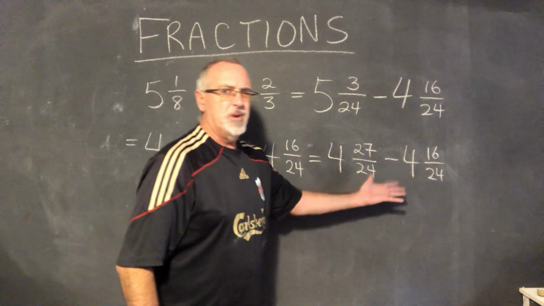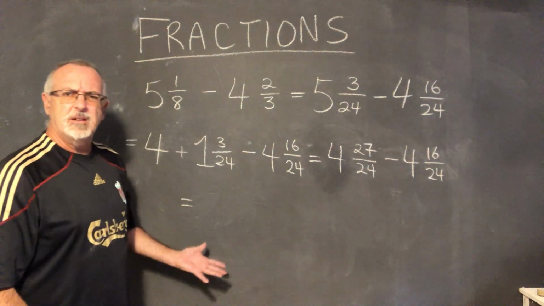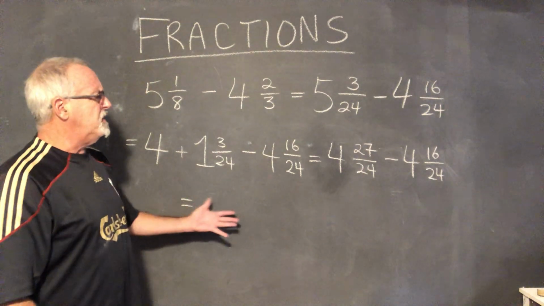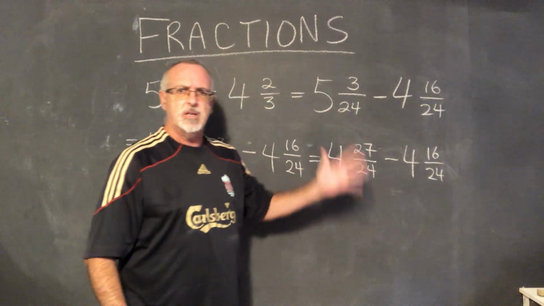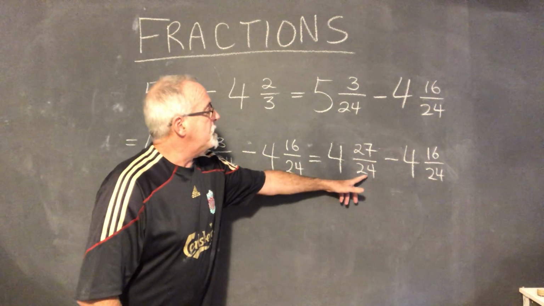4 minus 4 is equal to 0. Well, I don't really want to write a 0. I guess I could write a 0, but I don't really want to. That's just, like, big numbers canceled each other. 4 minus 4, there's nothing. Okay, but I still have to do this part.